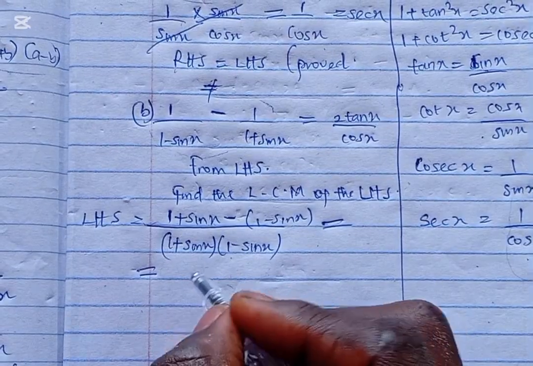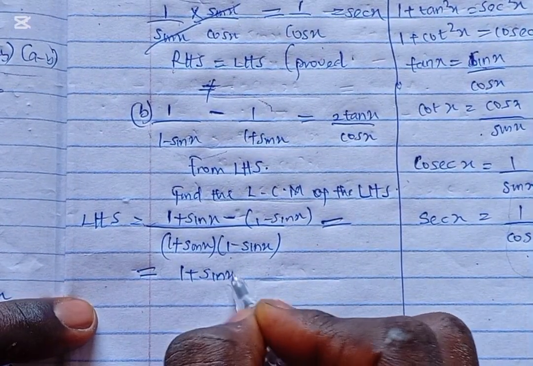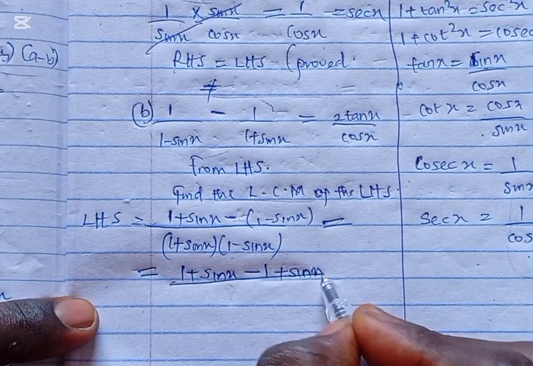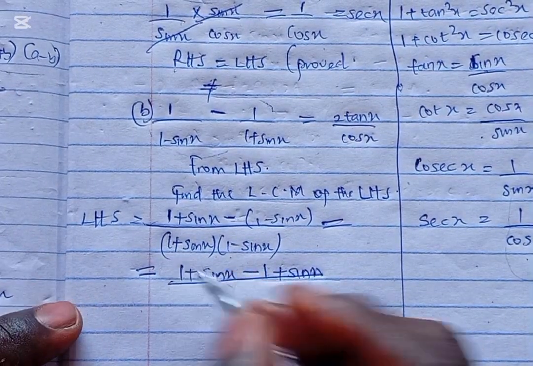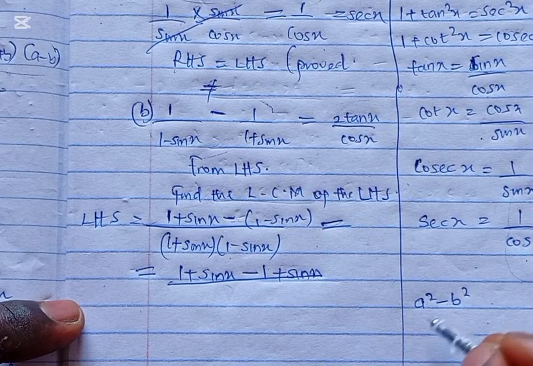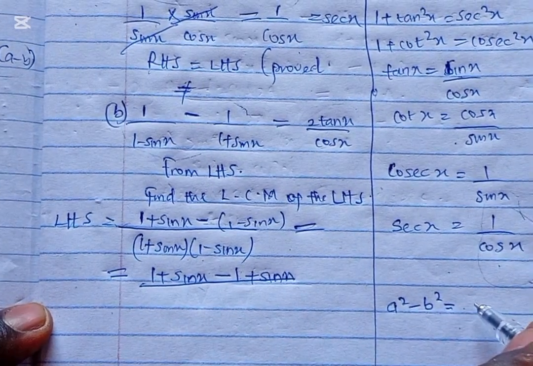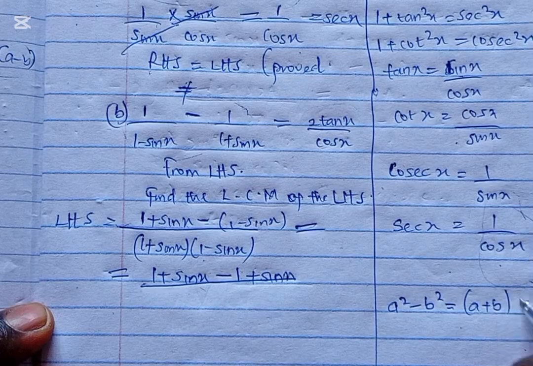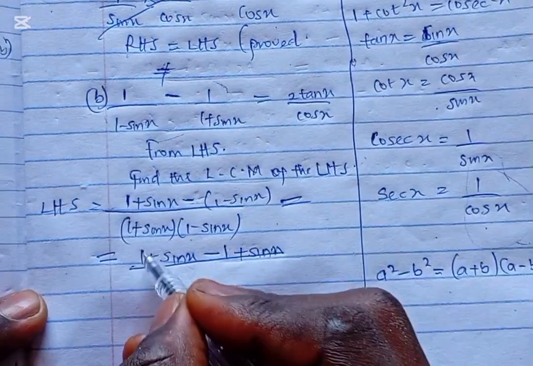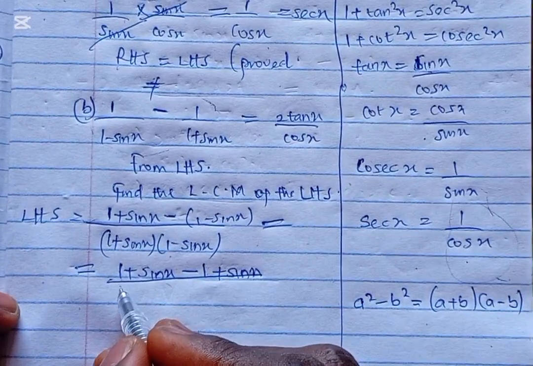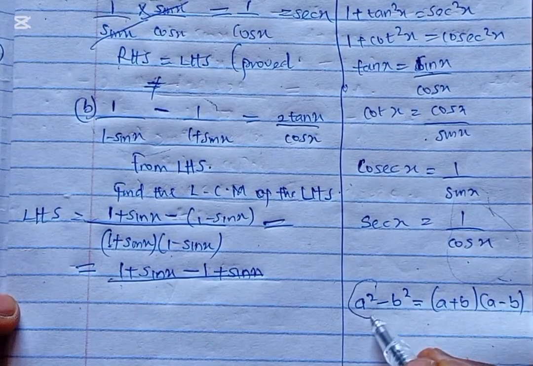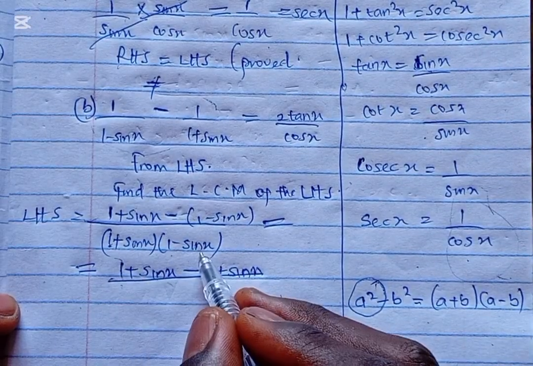What are you going to do? 1 plus sine x minus 1 plus sine x. I've simplified this bracket, divided by the denominator. You should remember the difference of two squares: whenever I have a square minus b square, it will always be equal to a plus b, a minus b. Now I have something of such here. So what am I going to do? I will just say 1 squared, because my a is 1.